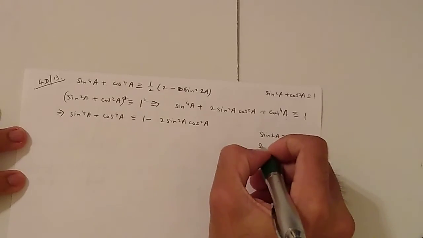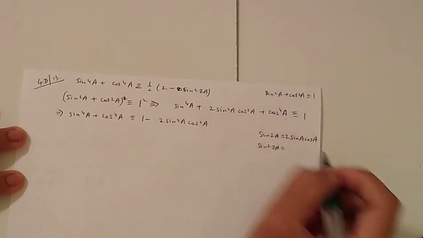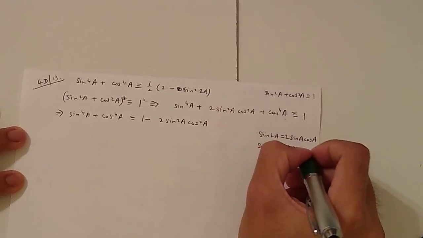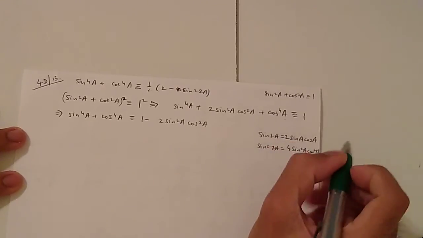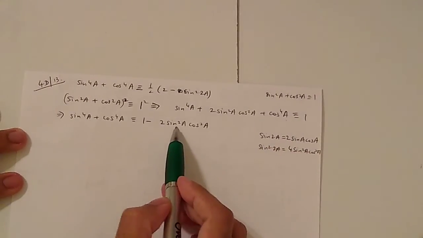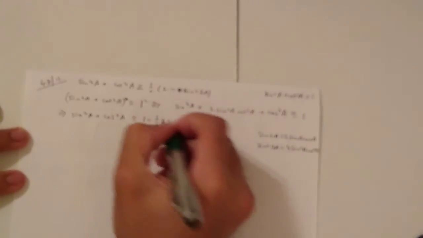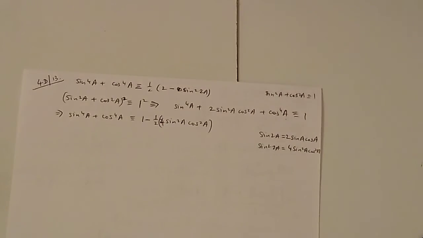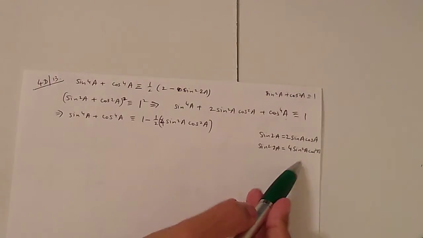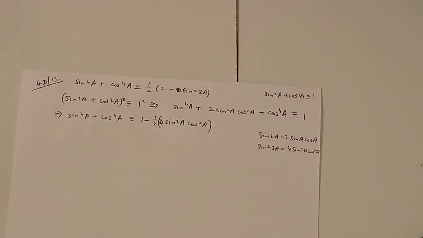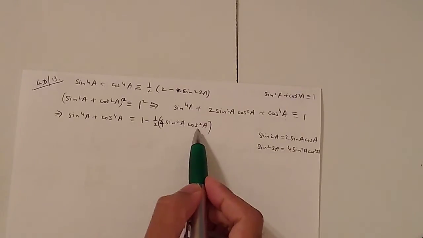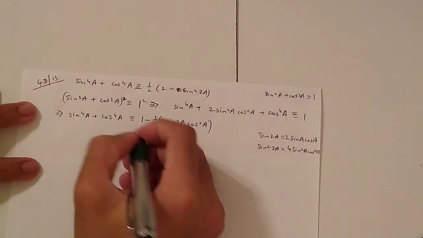Therefore, sine square 2a is going to be equal to 4 sine square a cos square a. Over here you have 2 sine square a cos square a. In other words, if I replace this by half into 4, I now have the exact expression for sine square 2a in this expression. So replace 4 sine square a cos square a with sine square 2a.